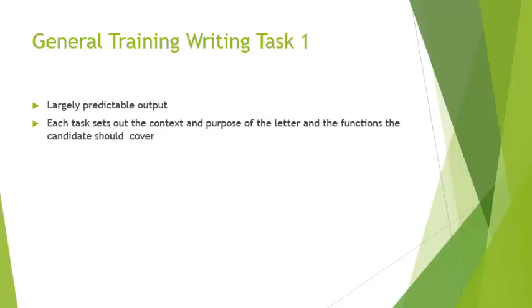For the general training writing Task 1, again, like the academic Task 1, it's also a largely predictable output in that each task sets out the context and the purpose of the letter and the functions the candidate should cover in order to achieve that purpose.